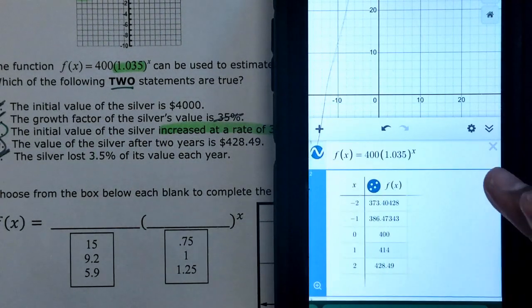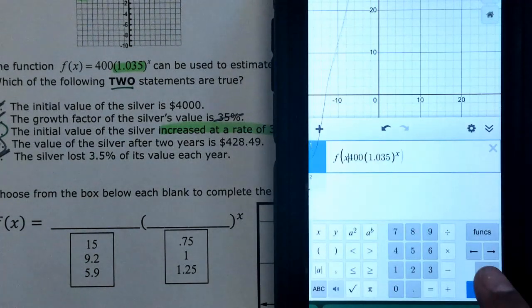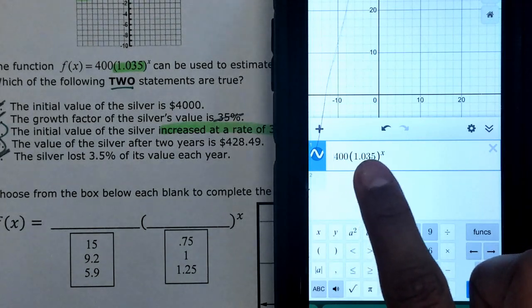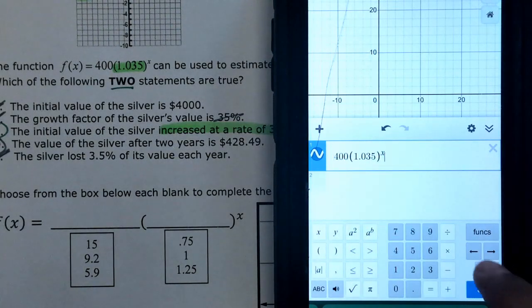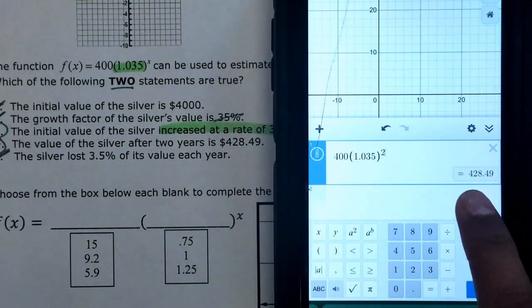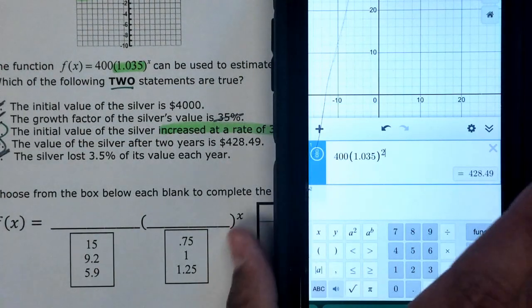The other way you could have done this is to just type in, without f of x, 400 times the common multiplier, and the x represents the number of years. If you're looking for 2 years, type in to the power of 2, and it gives you the same number. So 2 ways you could have done that.